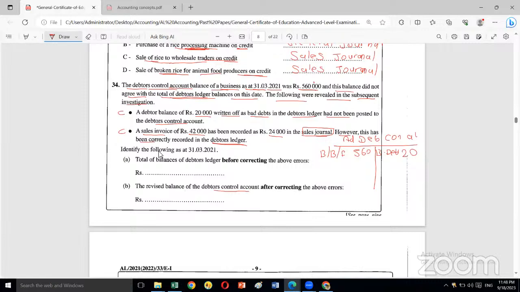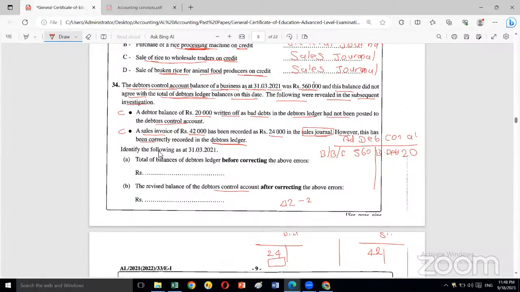Sales invoice 42. The actual amount should be how much? 42, but it has been recorded as 24. Actually, I have to record 42,000 here. But they have recorded how much? I'll put a T account and show you. Here I'll record it as 'did' and here as 'should'. Sales I should record under the debit side: 42. But they have recorded 24. It should be 42.